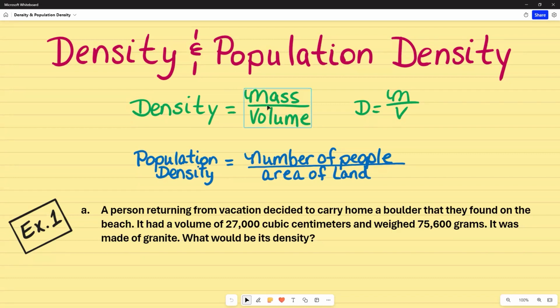So mass per volume. Mass is usually going to be grams or kilograms, something like that. Volume, if it's a liquid, maybe milliliters. We've already learned that volume is measured in cubic units. So you're looking for something that's cubic. In terms of population density, it's similar to the density formula, except we're talking about people and we're talking about the area of land. So instead of being cubic units, you may see square units. And then the top one, masses of people, that's how I typically remember it.